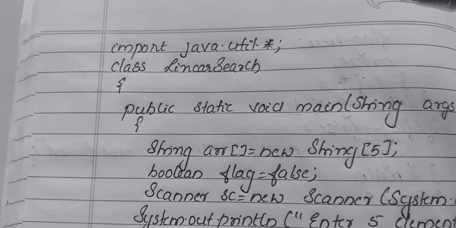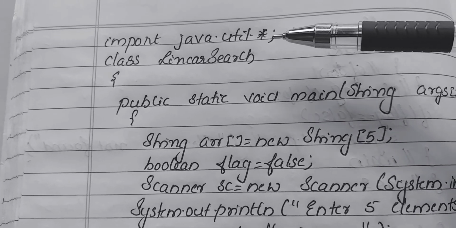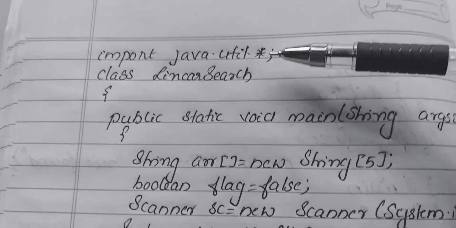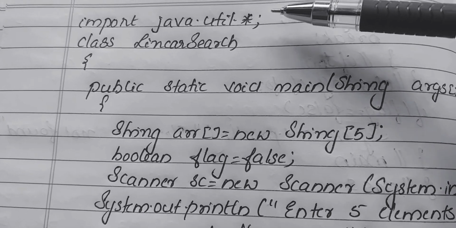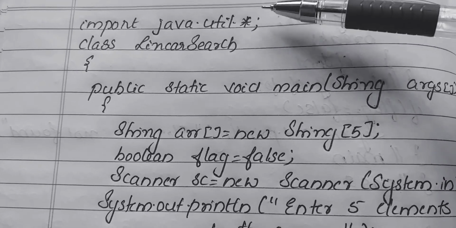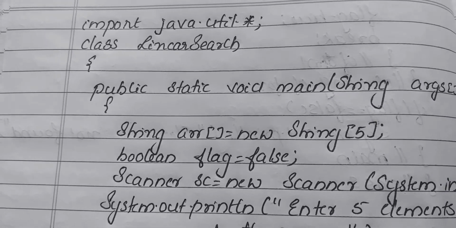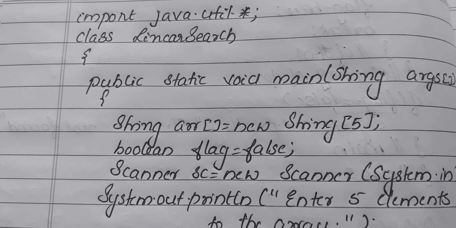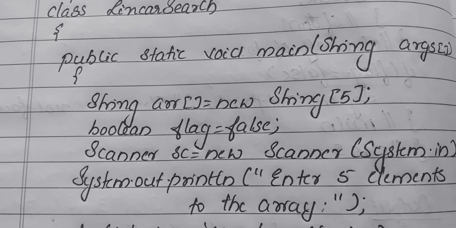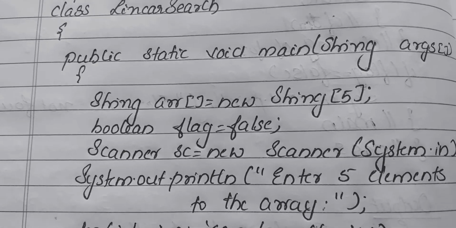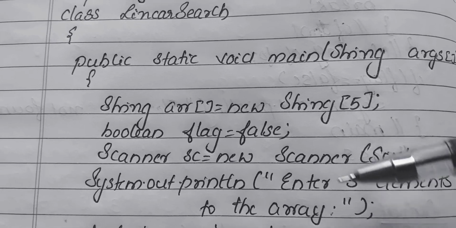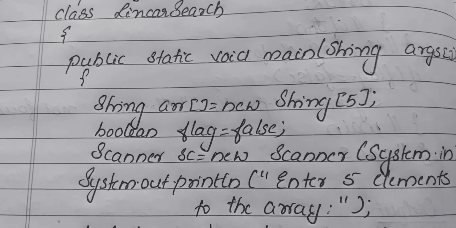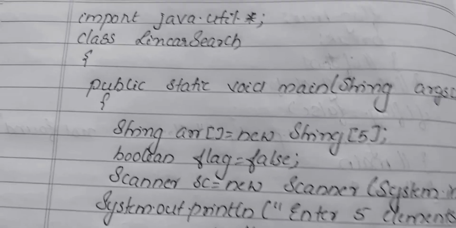So this is a program for searching a particular element in an array by using linear search. Here import java dot, the package is imported. The most important thing is that when you are writing a program, don't forget to give the comments and a data description. Here I didn't mention all those things, but when you are writing these programs, you should write the comments and a data description.